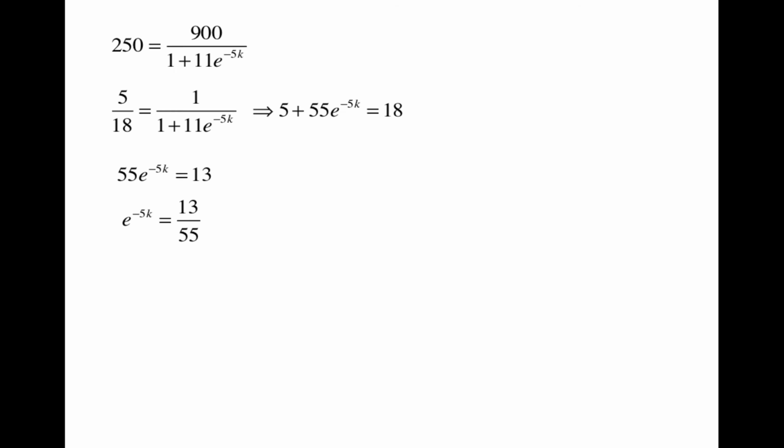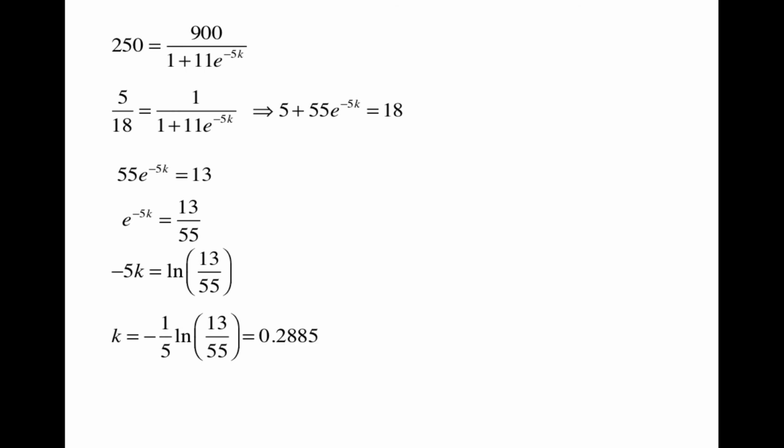To do that, I divided both sides by 900 and reduced the fraction. Cross multiplied, subtracted 5 from both sides, divided by 55, took the natural log of both sides, divided by negative 5. If you put that in your calculator, you would get a pretty long decimal, so make sure you store that in your calculator. Now that we have K, we have our logistic growth model.